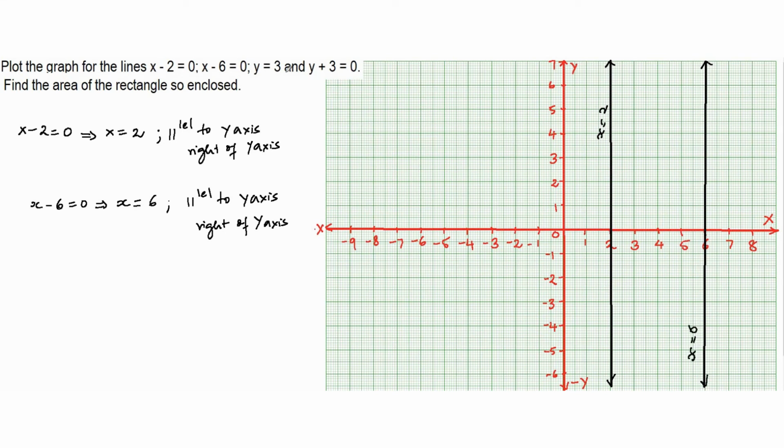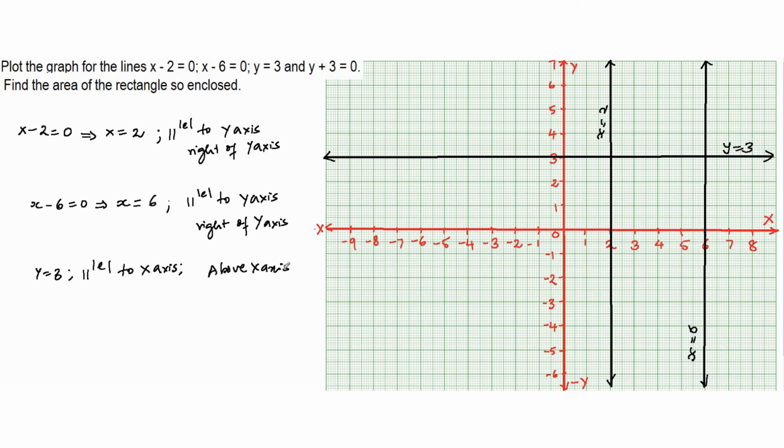So x equals 6 and y equals 3. So y equals 3 means all those points whose y coordinate is 3, and that happens to be parallel to the x-axis. So let's note that down. This line is y equals 3. Again, y equals 3 is going to be parallel to the x-axis, and it is going to be above the x-axis because y equals positive 3.